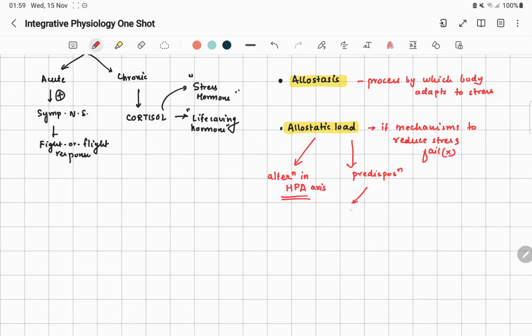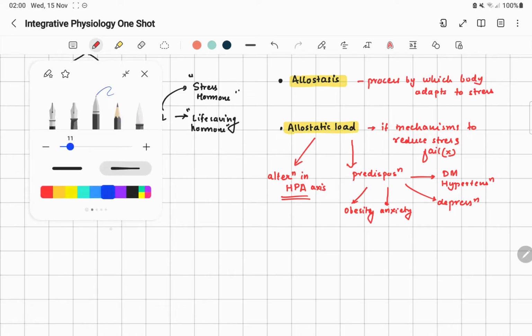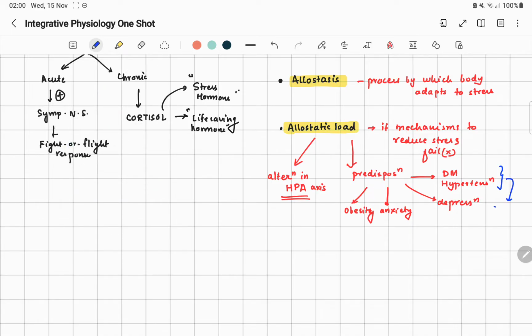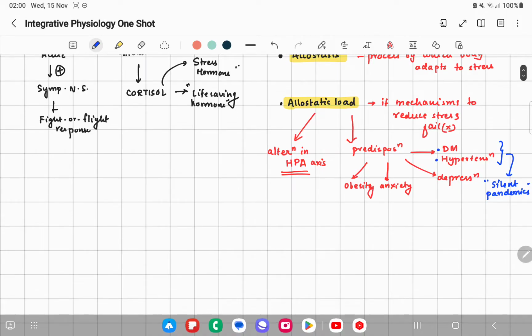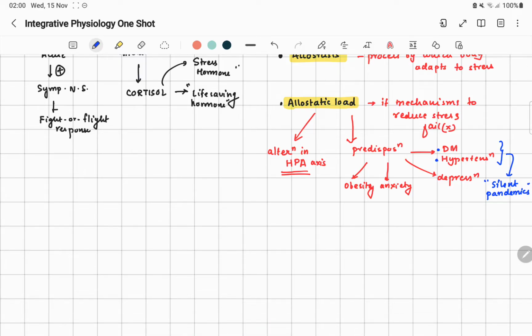to various risk factors like obesity, anxiety, depression, and the silent pandemics, which are diabetes mellitus and hypertension. These are called silent pandemics, and they can easily be treated by lifestyle modifications only. Diabetes mellitus and hypertension are also called lifestyle disorders. So this is allostasis and allostatic load.